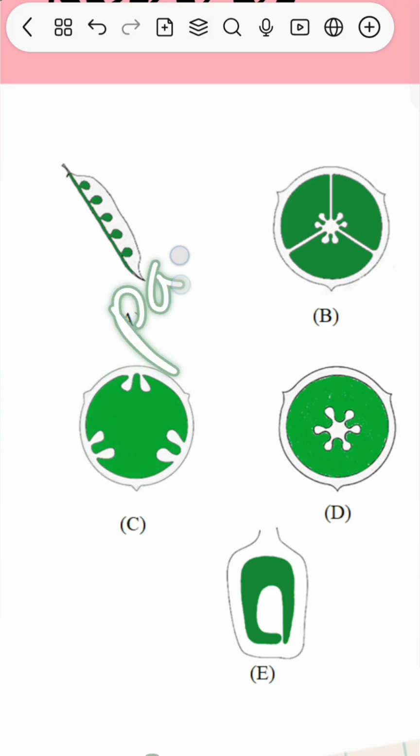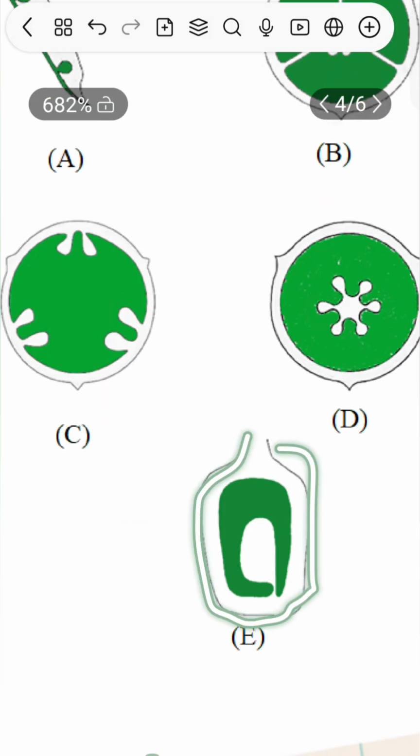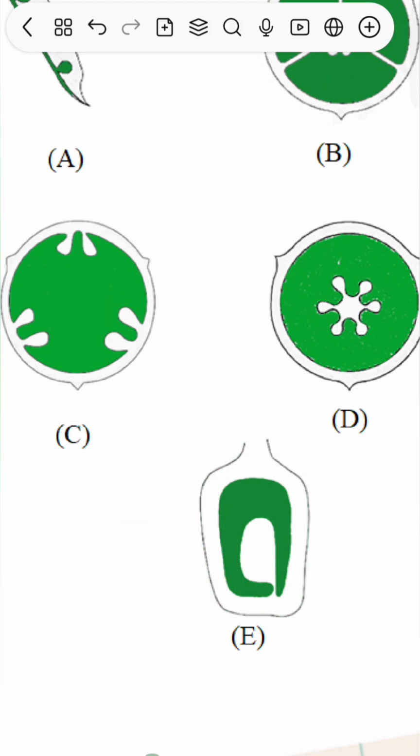This is parietal. Here it is present on the center. The ovules are attached, but there is no partition. So this is free central. This is basal. On the base, at the bottom, a single ovule is present. This is basal placentation.